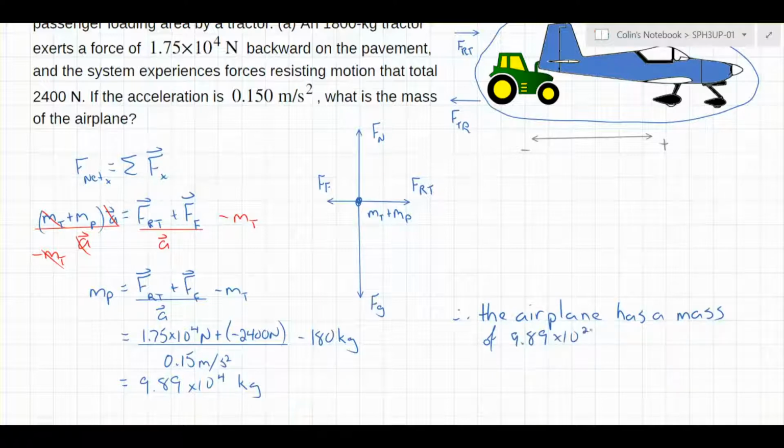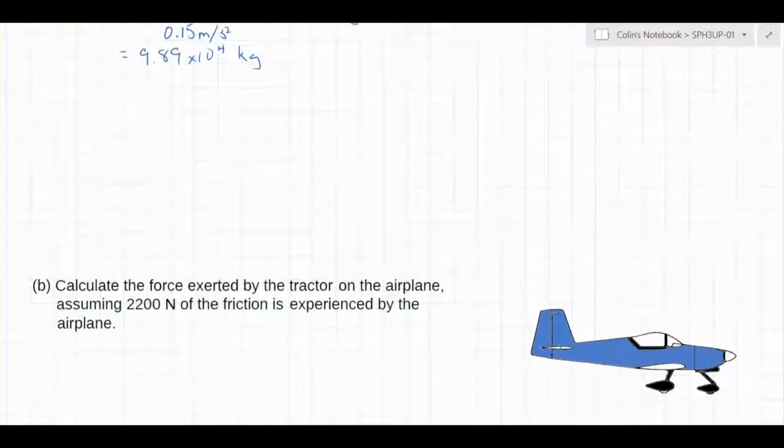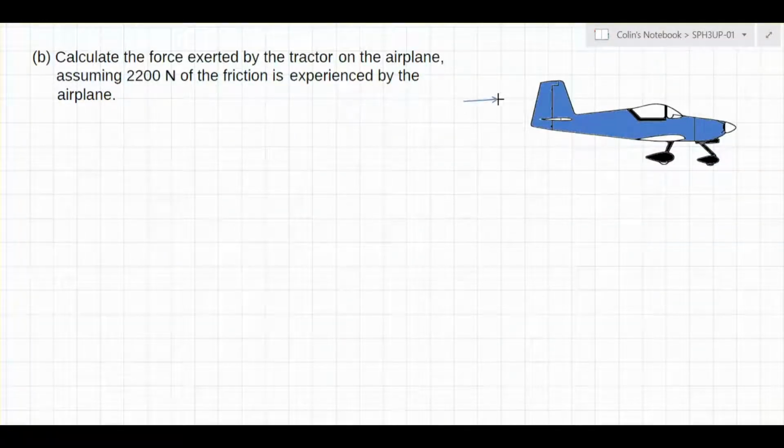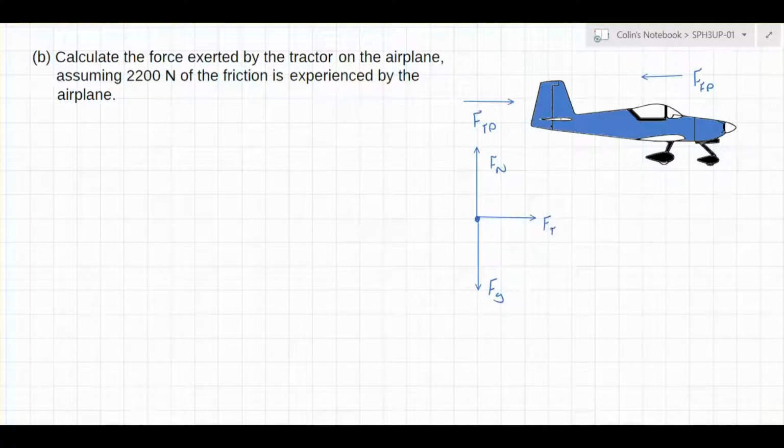Now part B of the question has us determine the force of the tractor on the plane. So we've isolated the plane here, and the forces informing the motion of the plane will be the force of the tractor on the plane, as well as the portion of the friction acting on the plane alone. And our free body diagram will consist of the plane's weight, the normal force, the force of the tractor on the plane, and the friction.